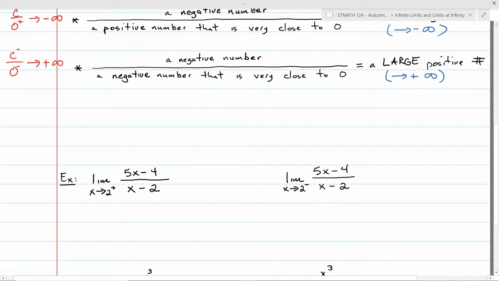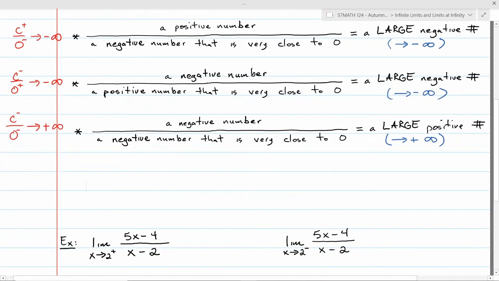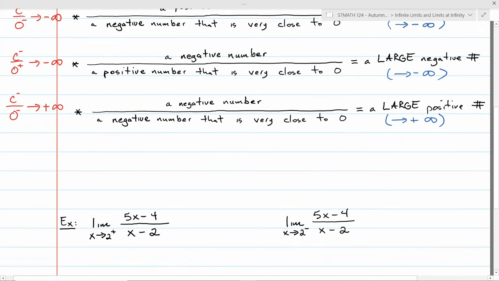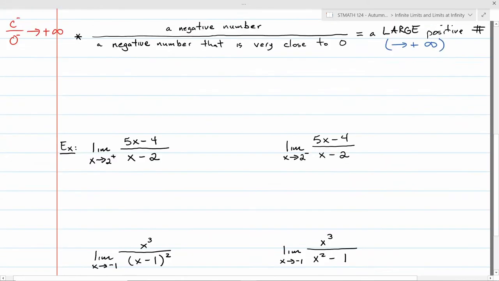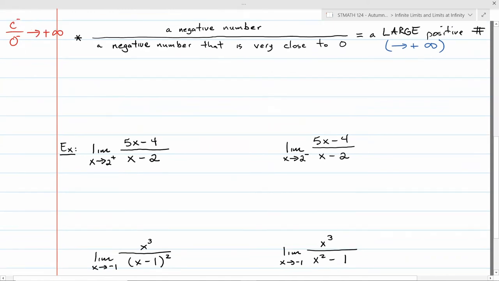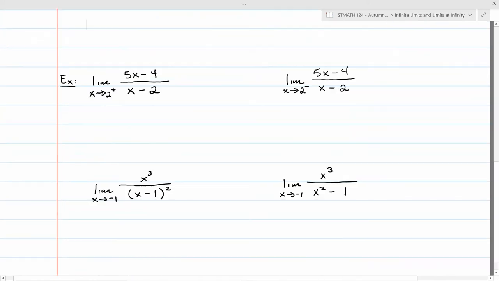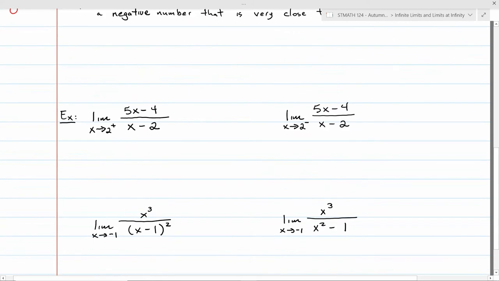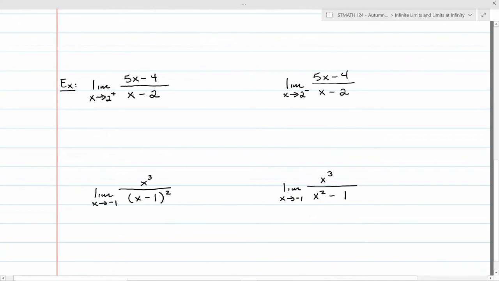So with these numerical principles in mind, let's try them out on a few examples. I've got four examples, and you'll see we can knock them out pretty quickly just by analyzing what the numerator is doing and what the denominator is doing. In each of these examples, the denominator is getting close to zero, and the numerator is getting close to some other constant that's not zero. And so we just have to think about the signs of things. Is the numerator positive?